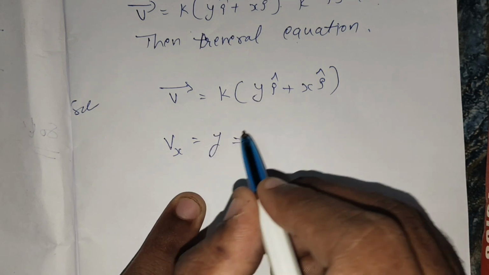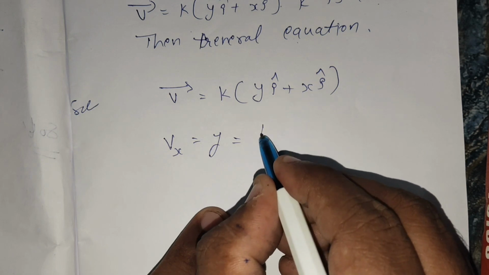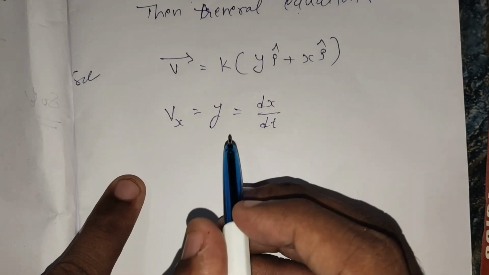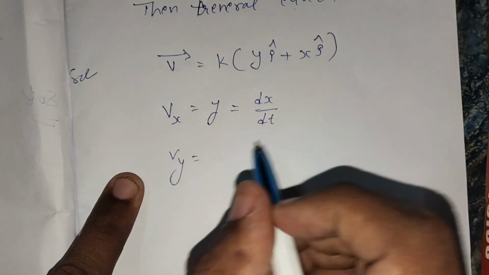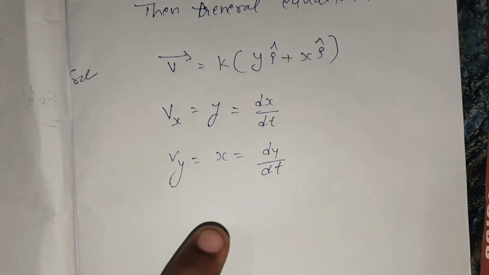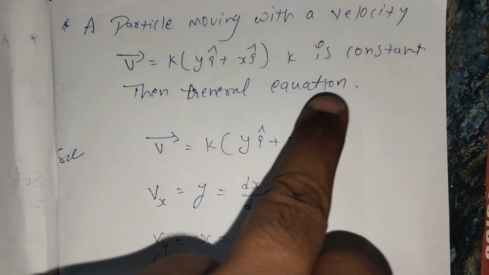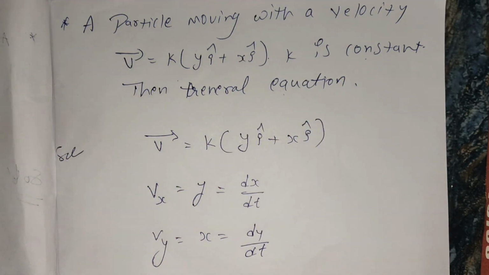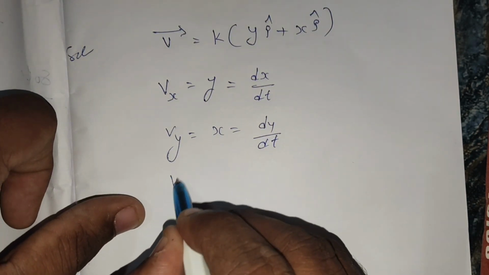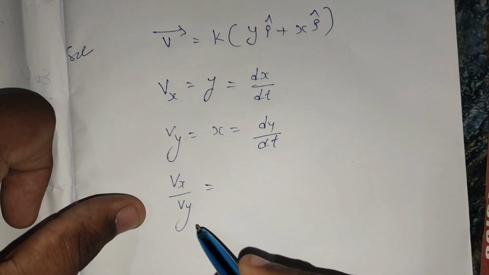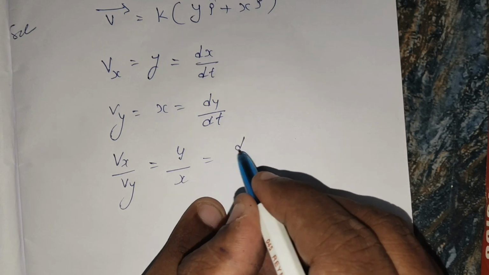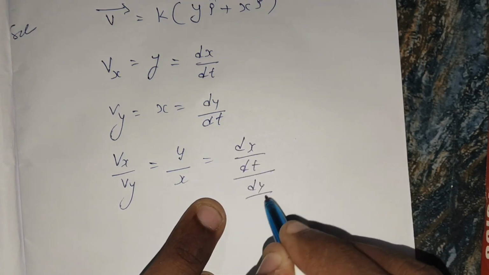That means finally we write this like this: dx by dt. At the same time, v suffix y, that is x, finally we also write like this: dy by dt. Of course, understand, because a particle is moving with velocity v. Then v suffix x divided by v suffix y is equal to y divided by x is equal to dx by dt divided by dy by dt.